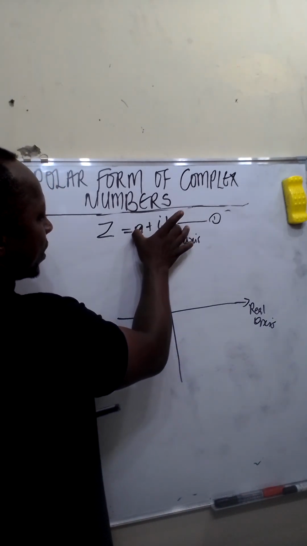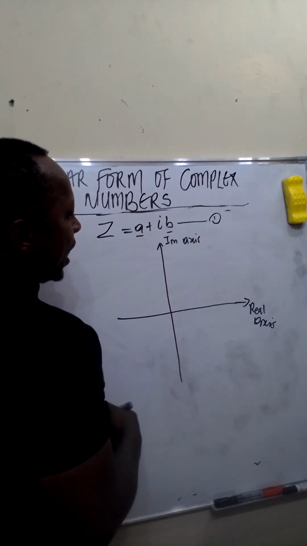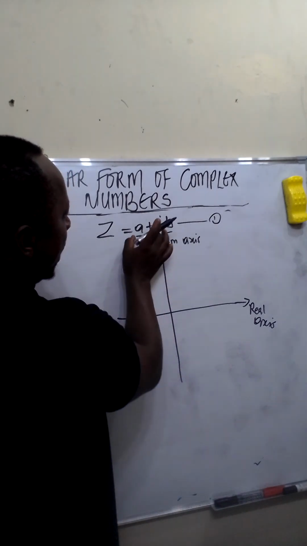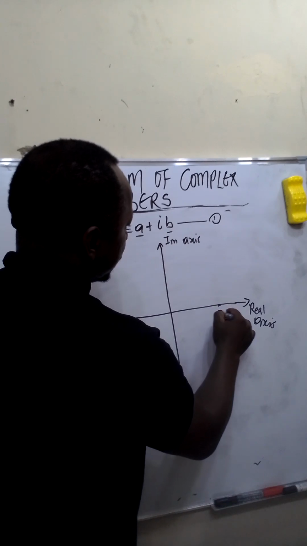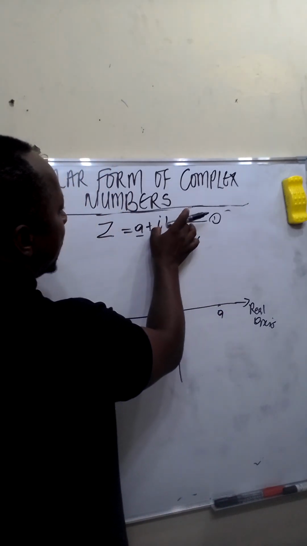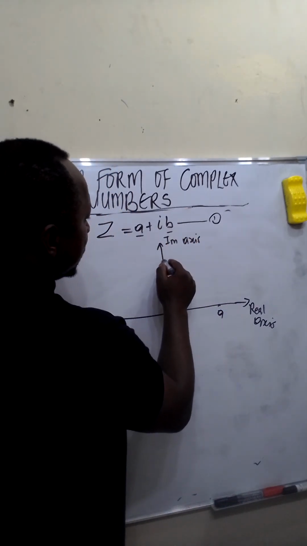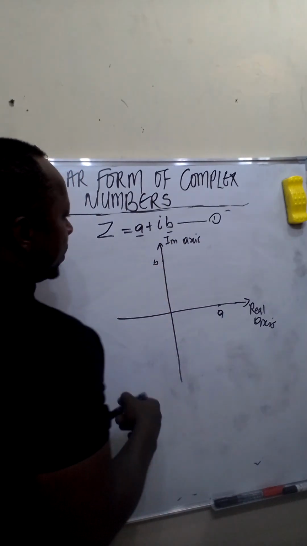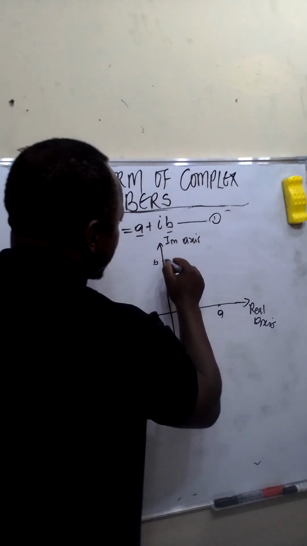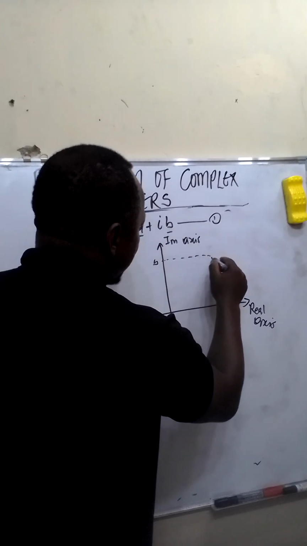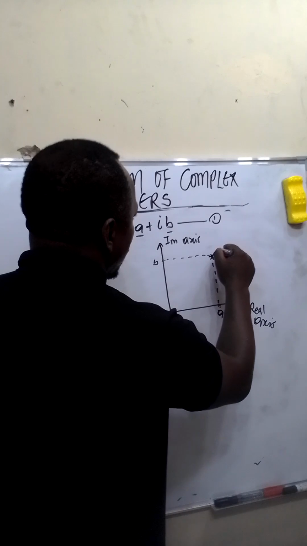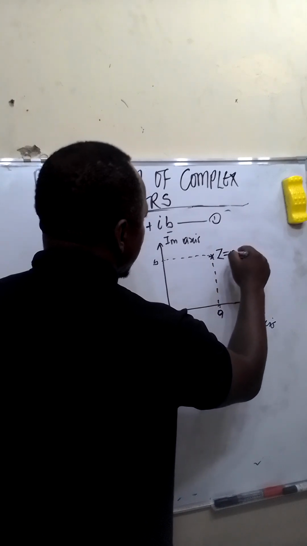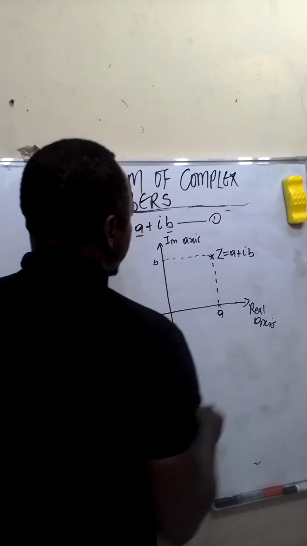This complex number can be represented on this Argand diagram. Our real part is A. Let's assume this point to be A. Our imaginary part is B. Let's assume this part to be B. Now, the point where A and B meet is our complex number, which is z equal to a plus ib.